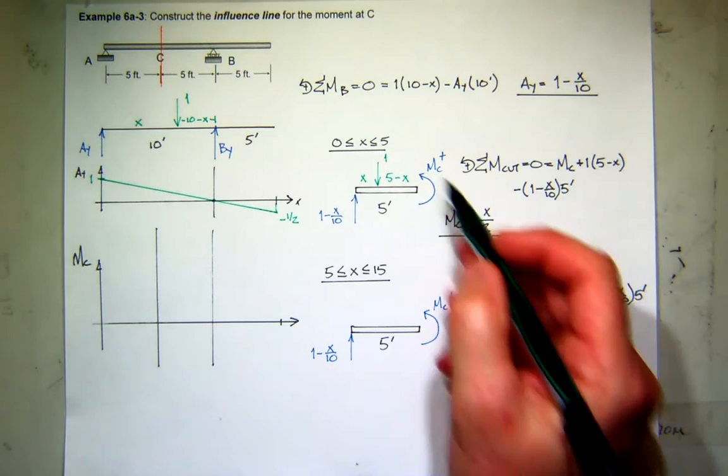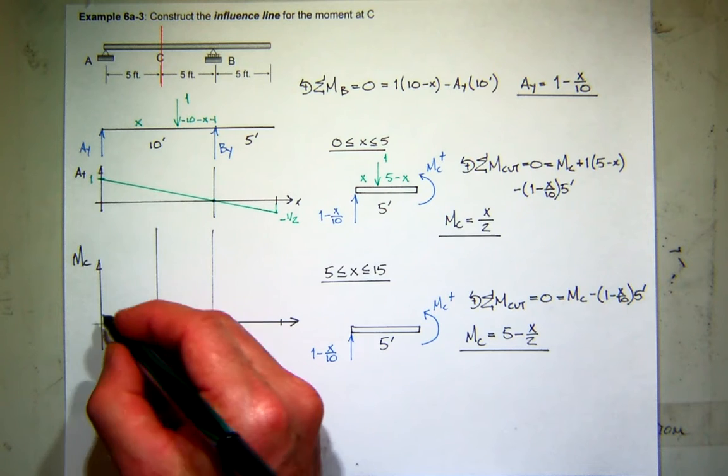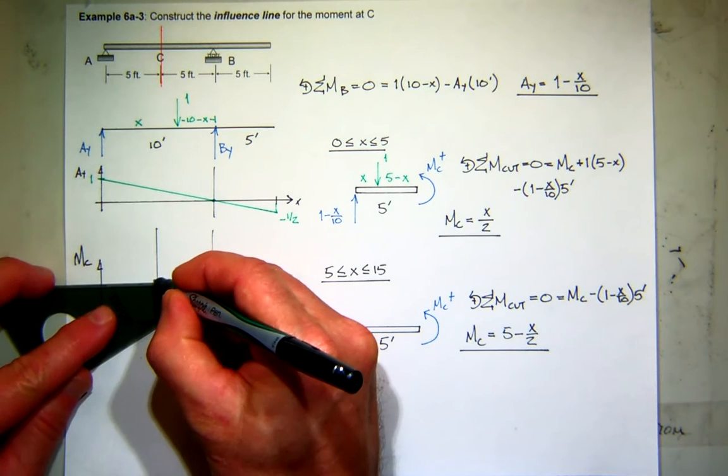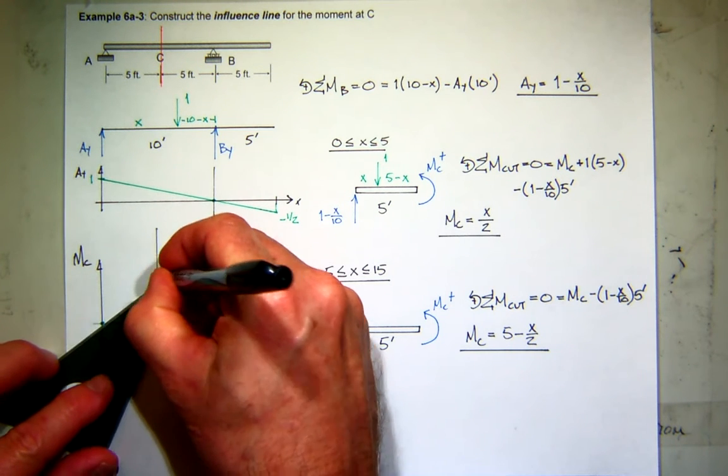For 0 to 5, I plot this, x over 2. So when x is 0, I get 0. When x is 5, I get 5 over 2. And that's a linear line.